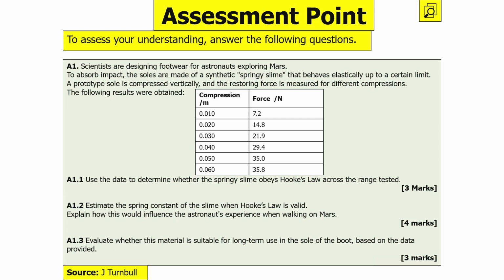Use the data to determine whether the springy slime obeys Hooke's law across the range tested. Estimate the spring constant of the slime when Hooke's law is valid. Explain how this would influence the astronaut's experience when walking on Mars. Then evaluate whether this material is suitable for long-term use in the sole of the boot based on the data provided. So pause the video now, then unpause the video when you want to go through your answers.